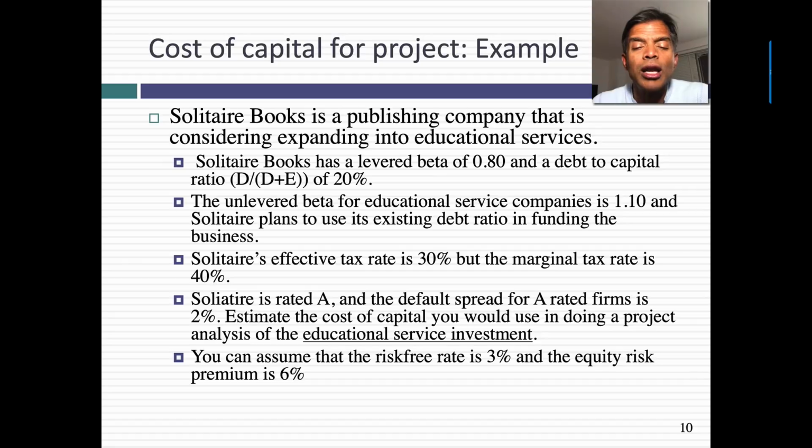We're given the unlevered beta for the educational services companies, which is what we're going to use as a starting point. You're told that the debt ratio that Solitaire uses in this particular venture is the same debt ratio that is elsewhere in the business, which is going to be 80% equity, 20% debt, and that Solitaire can borrow money at a cost of debt that is 2% higher than the risk-free rate. In this case, if you add 2% to the risk-free rate of 3%, you get a cost of borrowing of 5%. Now here's the key question.